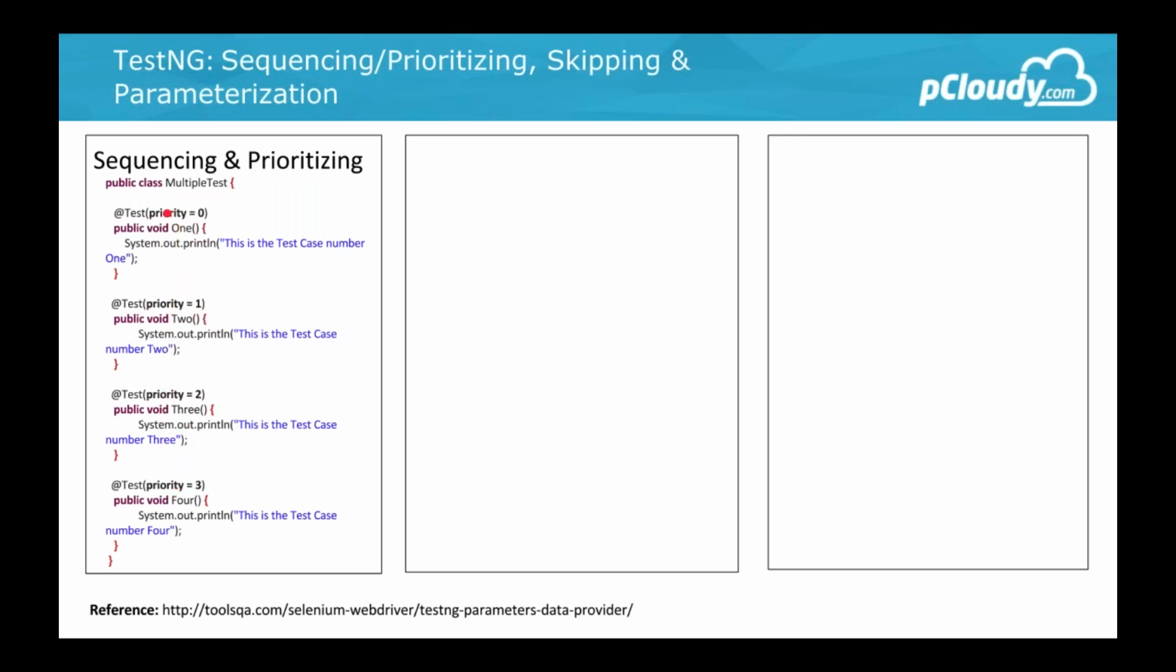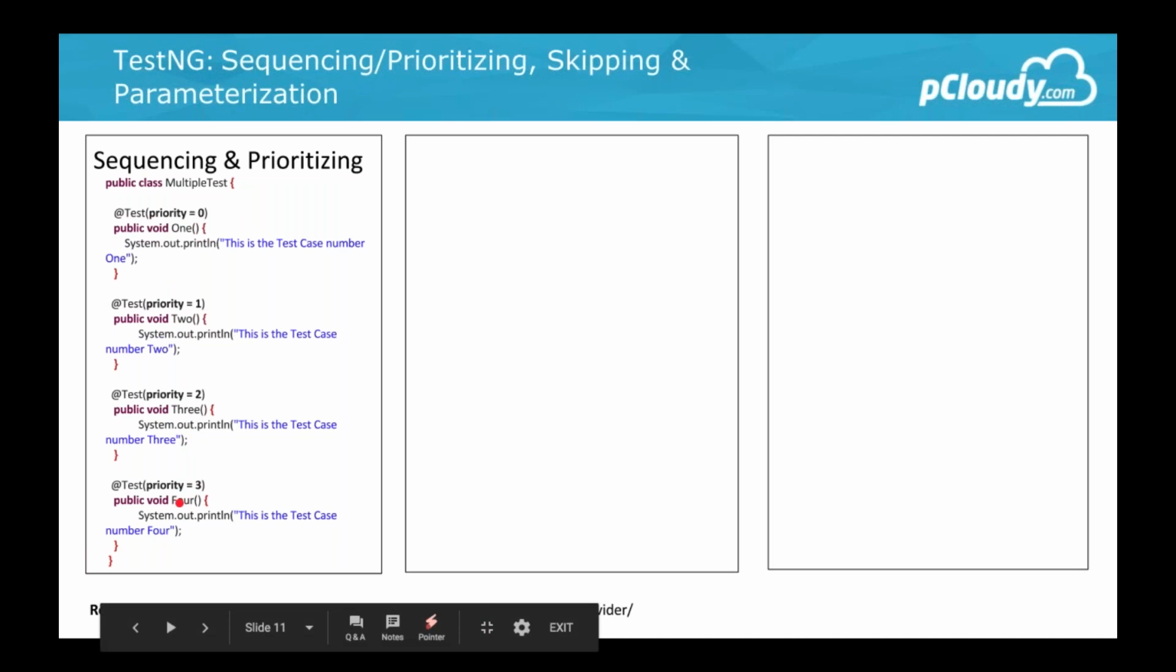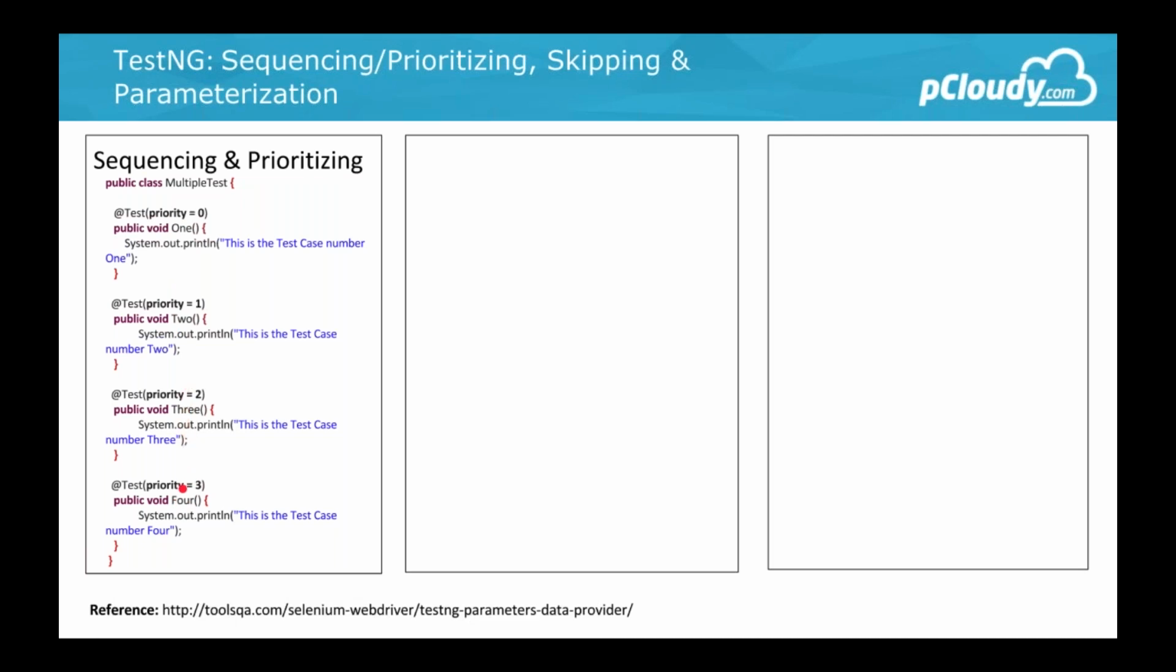If you have not mentioned the priority, what will happen? By default the methods are ordered alphabetically, A, B, C, D, E, F. So first 4 will be executed, and then F, A, B, C, D, E, F, G, H, I, J, K, L, M, N, O. Then 1 will be executed, and then P, Q, R, S, T. So 2 and 3 will be executed. So the sequence of execution will be 4, 1, 2, and 3.